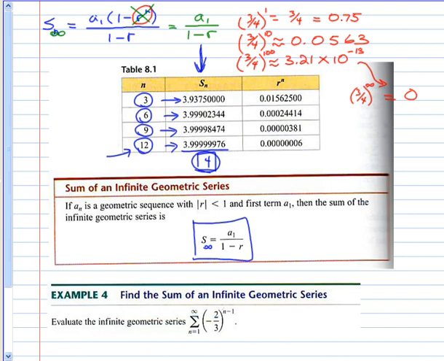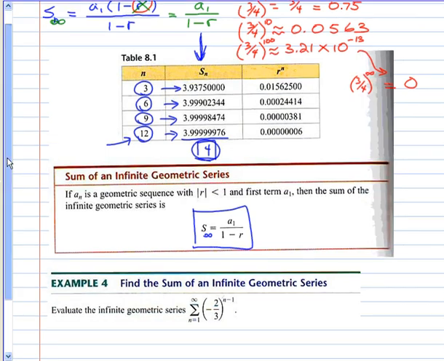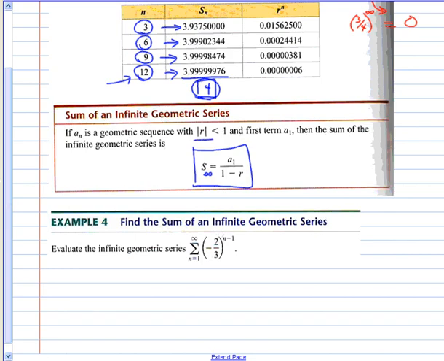Now this is only going to be true for certain common ratios. It's very important that our common ratio has an absolute value less than 1. Right up here, our common ratio was 3/4. That's less than 1. If your common ratio is bigger than 1, or less than negative 1, whatever gives us an absolute value bigger than 1, then you just keep getting bigger and bigger because your numbers keep getting bigger.